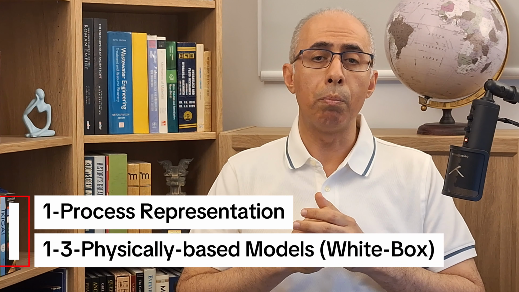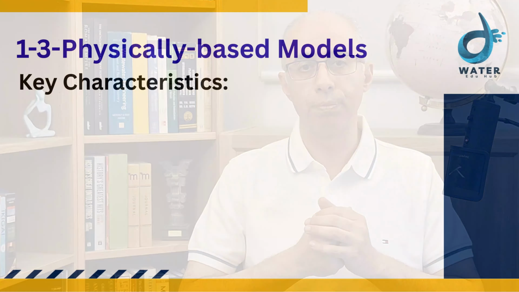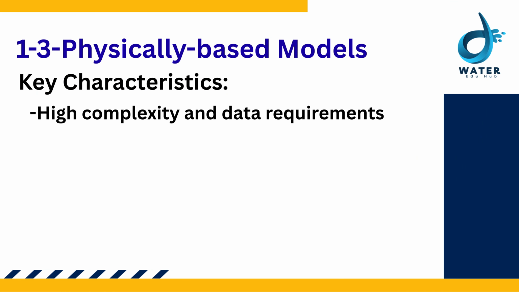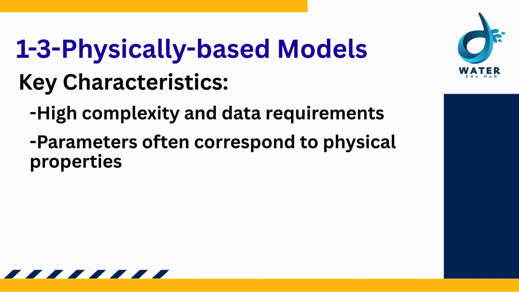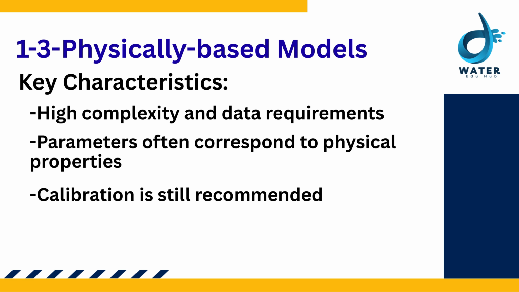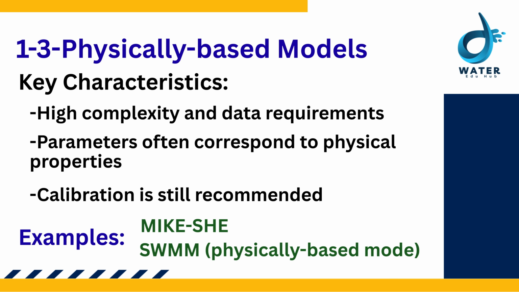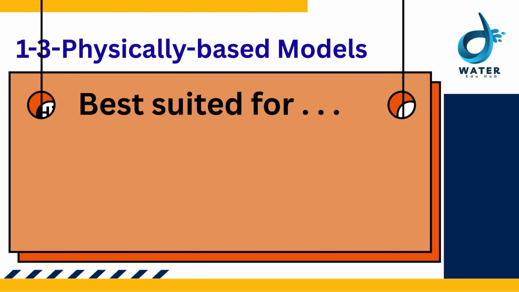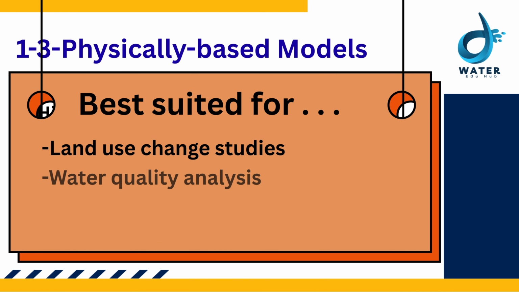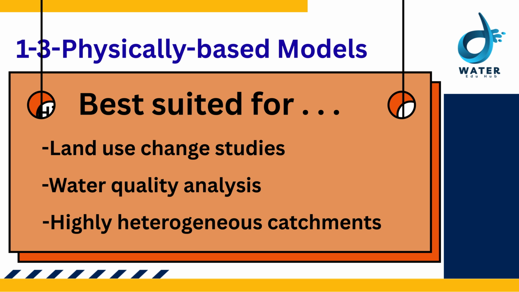Physically based models are built on fundamental conservation laws: mass, momentum, and energy. They aim to explicitly represent the physical processes using measurable parameters. The key characteristics of this type are high complexity and data requirements, the fact that parameters often correspond to physical properties, and calibration is still commonly required in practice. Examples include Mike-SHE and SWMM when fully physically based components are used. These models are best suited for detailed studies such as land use change, water quality analysis, and highly heterogeneous catchments.